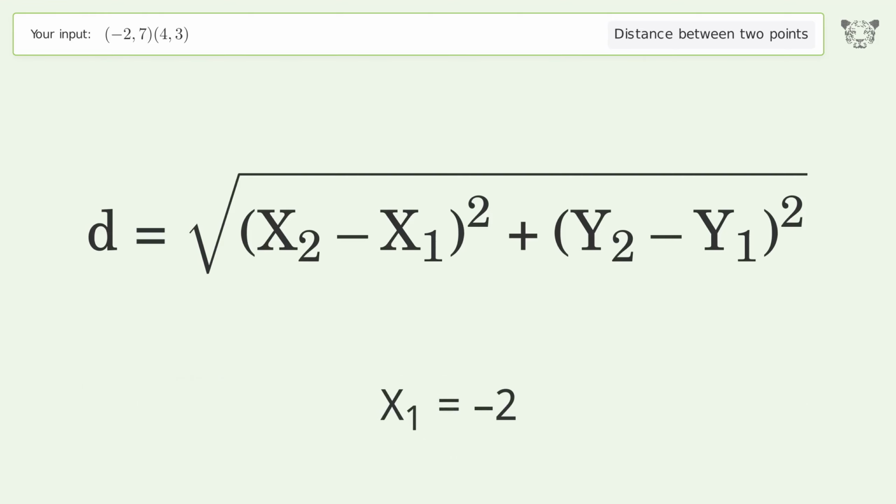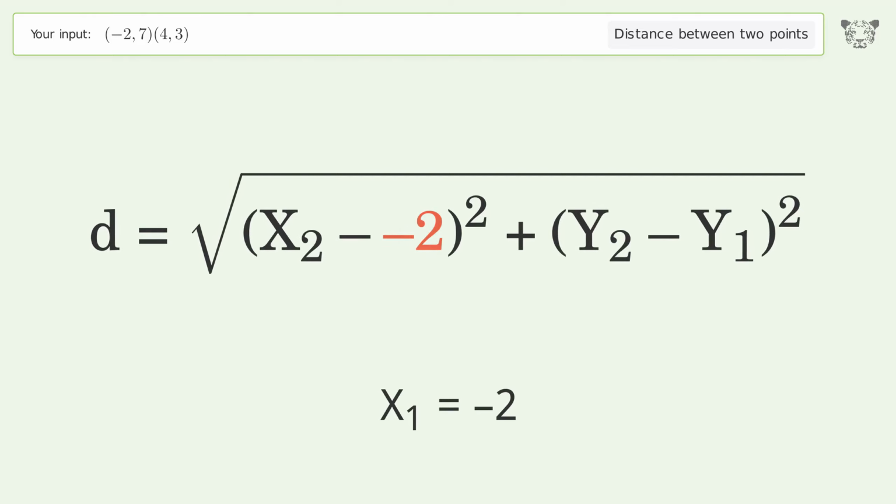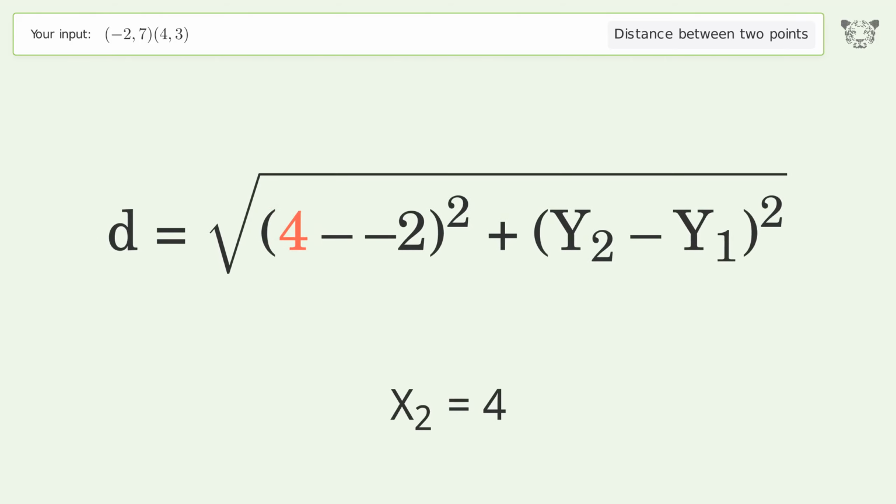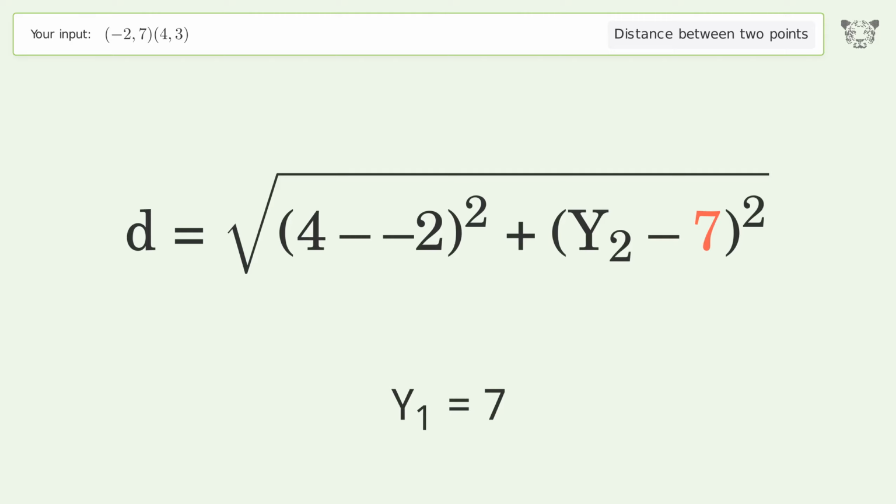x1 equals -2. x2 equals 4. y1 equals 7. y2 equals 3.